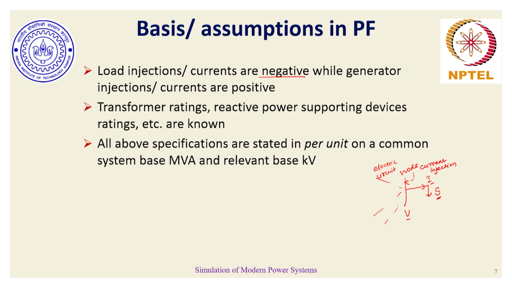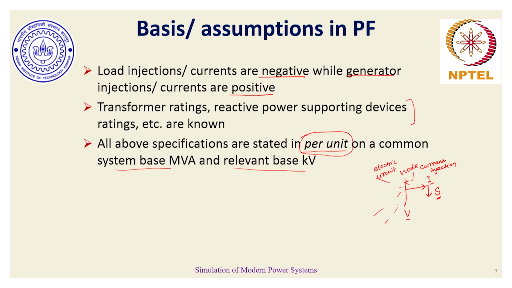Because when we say injection, it is basically injecting something from the bus to the rest of the electrical circuit. And if loads are associated with negative injections, correspondingly generators, which are meant to be the sources of power, will have positive current injections. While doing power flow analysis, the transformer ratings and reactive power devices are all well known and well specified, and all of these system models, be it resistances, reactances, real and reactive power, generator real power, generator voltage, are represented on a per unit basis on a chosen system base MVA and relevant base phase voltage. I would request the students or the audience to please revise the concepts on per unit analysis.